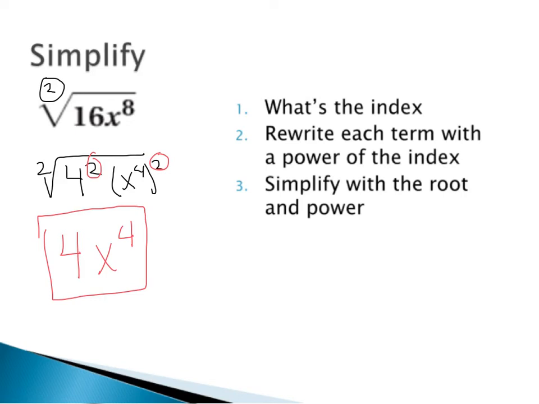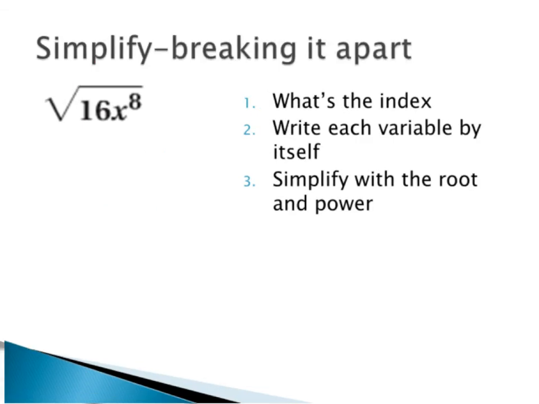I know this might have seemed easy, but once we get into numbers that have a higher index, it might be getting more difficult to simplify this way. So simplifying, breaking it apart, is another way. You always have to look for the index. So again, the index here is 2. So write each variable by itself.